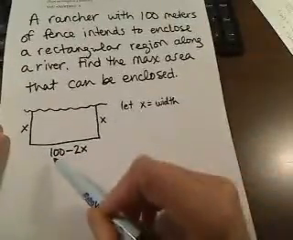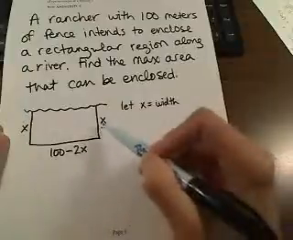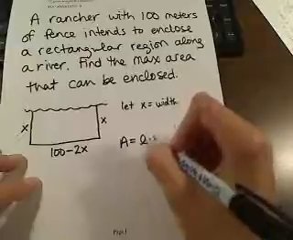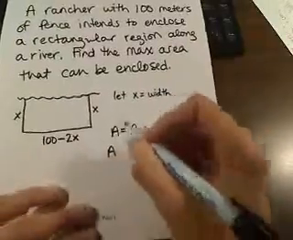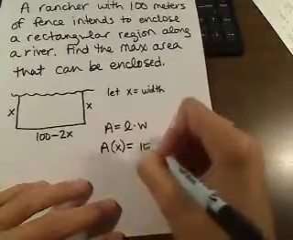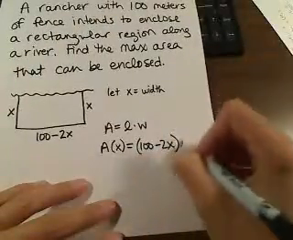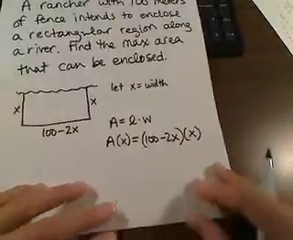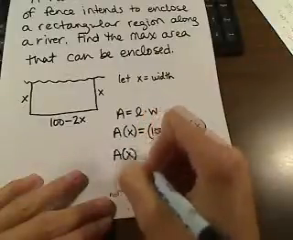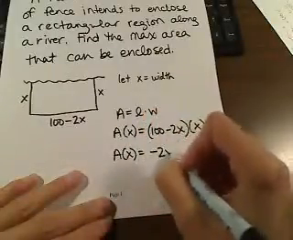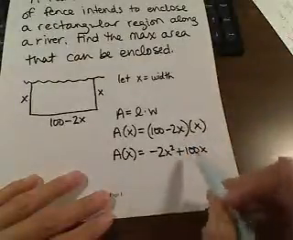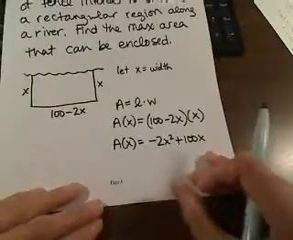Okay, so this gives us a length of 100 minus 2x and a width of x, and we know that area is length times width. So our area formula, and I'm actually going to write this as a function of x, is the length, which is 100 minus 2x, times the width, which is x. Okay, and so if we just multiply that out, we're looking at negative 2x squared plus 100x. So I'm just distributing the x and then rewriting it into standard form.